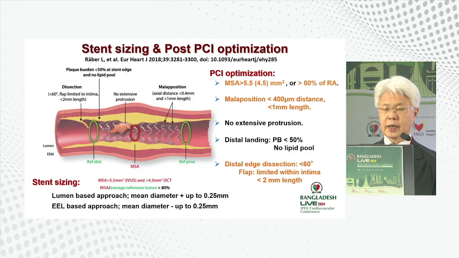So how do we decide on optimization? MSA should be more than 5.5 square millimeters, malposition should be less than 400 micron and 1 millimeter in length, distal edge dissection should be less than 60 degrees, and a flap should be limited to the intima and less than 2 millimeters in length.